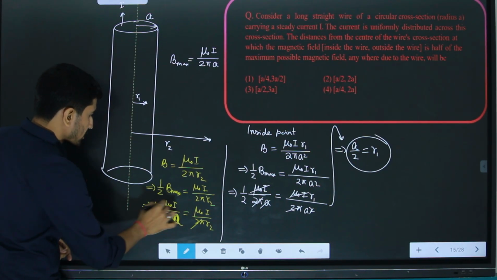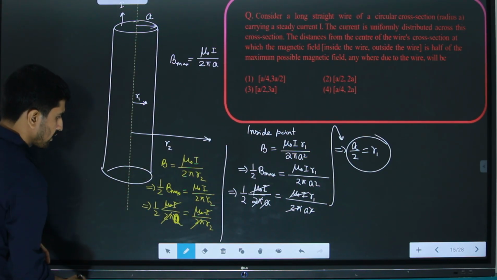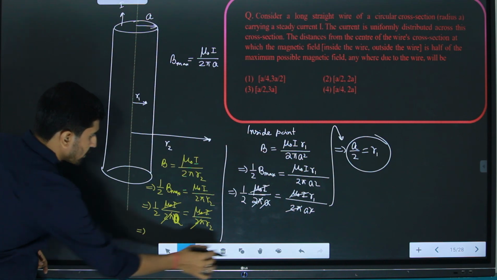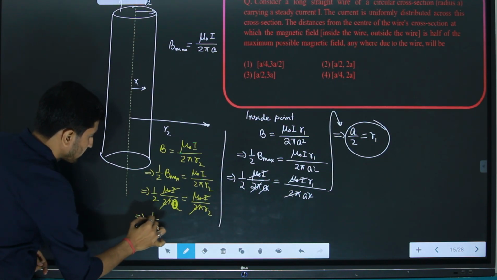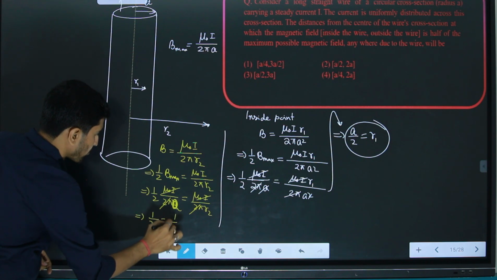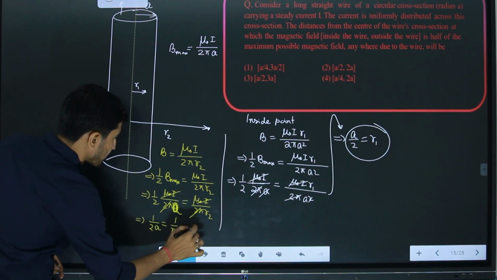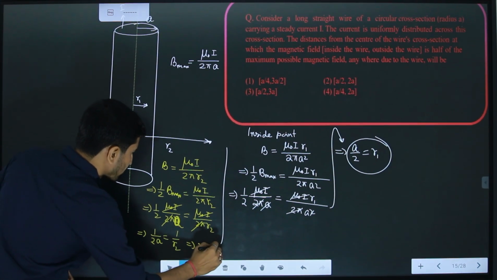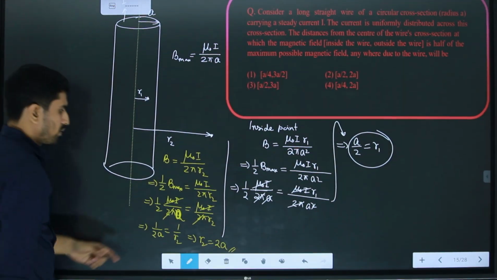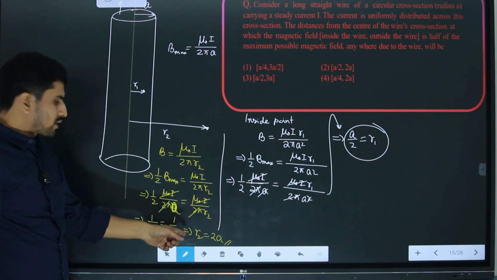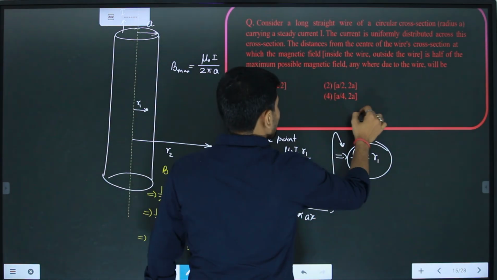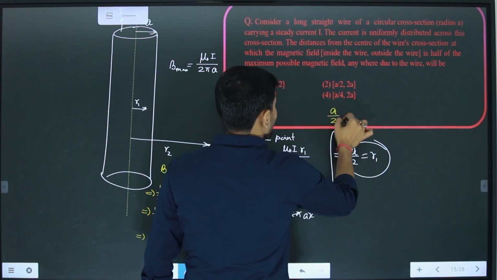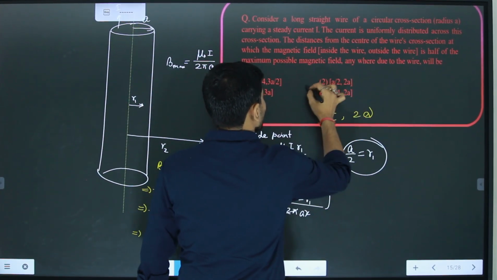Now 2 pi gets cancelled. Mu naught I gets cancelled, right? So here we have 2 multiplied by A equal to 1 by r2. So it will imply r2 equal to 2A. So this distance r2 is equal to 2A. So the inside point is located at a distance A by 2 and the outside point at 2A. So this is the answer.